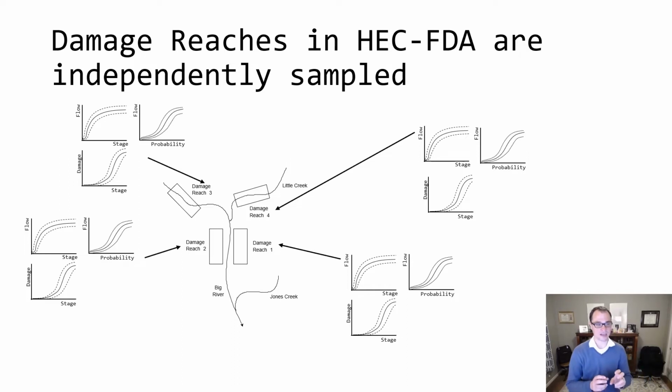Each reach is independent. That means that if we had levees in the system, if a levee were to breach in an upper reach, like reach 4, it would have no impact on the stage frequency of damage reach 1 or damage reach 2. If a dam were to breach in reach 3, it would have no impact on reach 4, or reach 2, or reach 1. So those relationships are not interdependent. They're not creating a system response for the entire system.